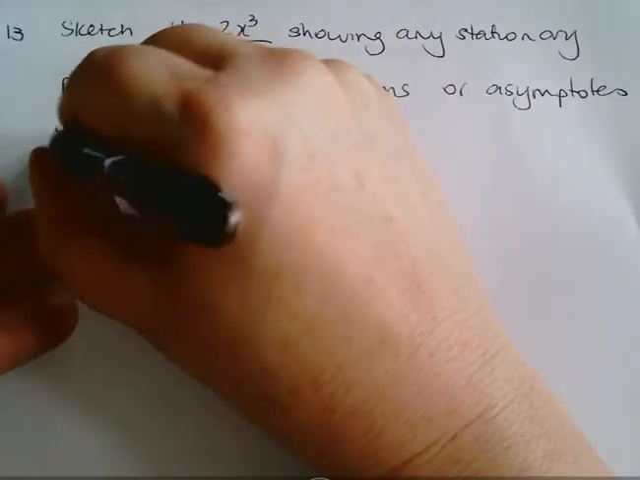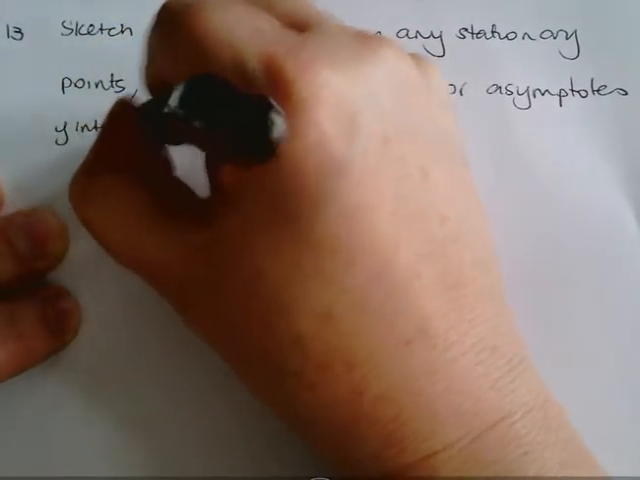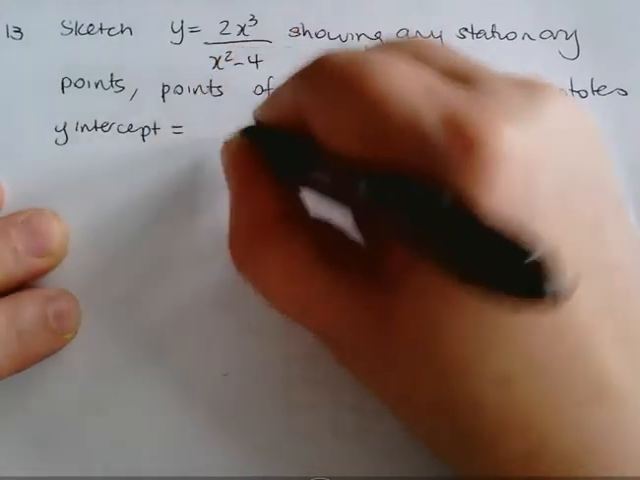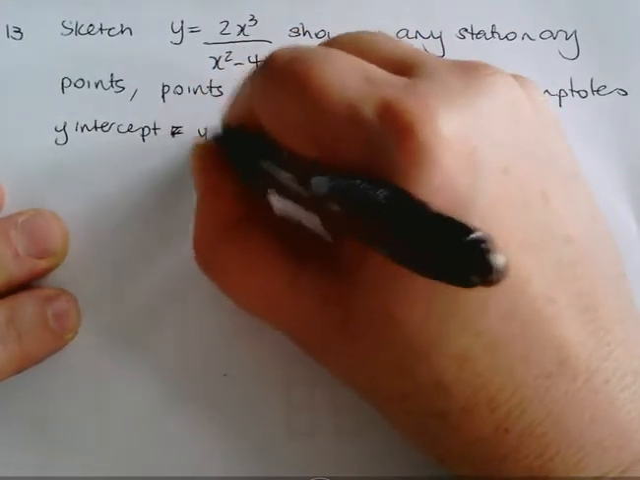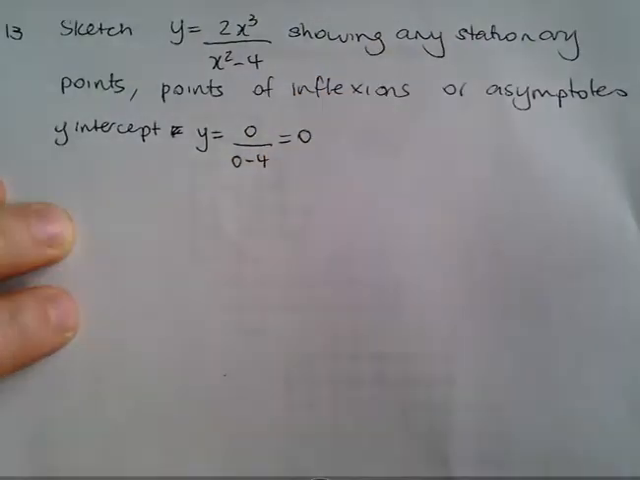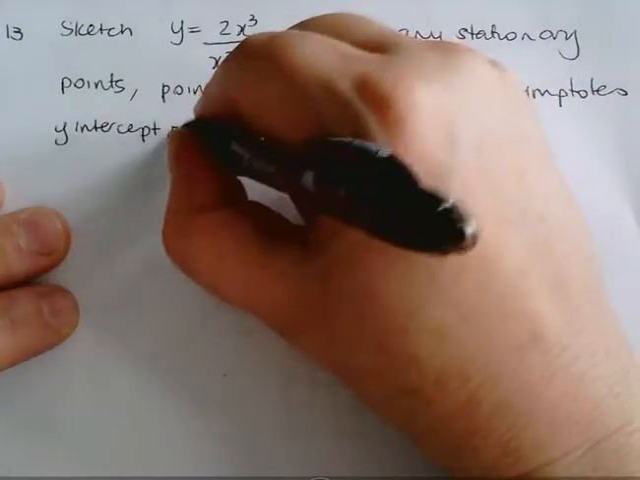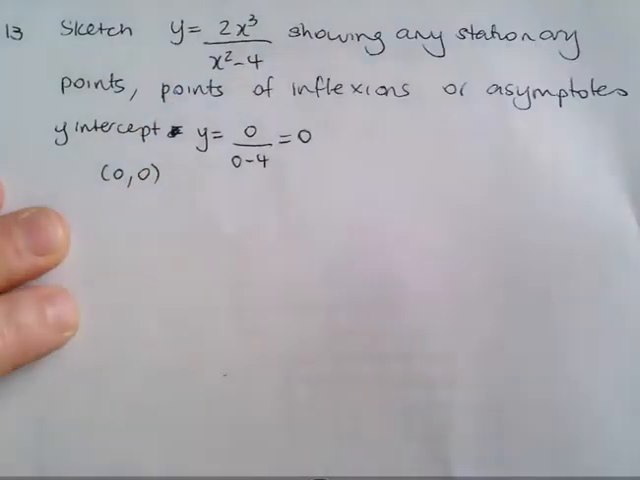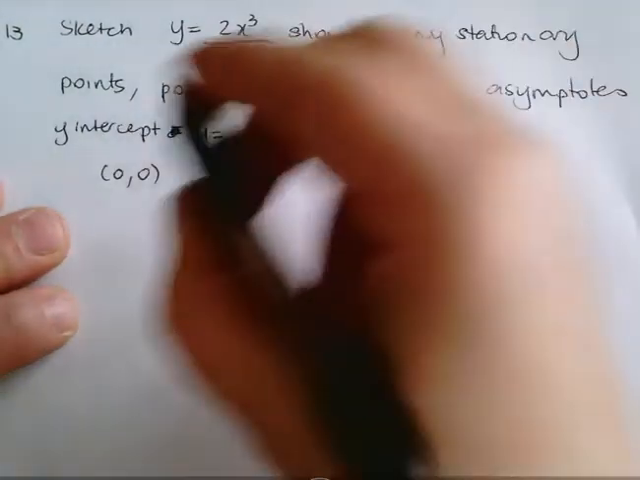Okay, let's start with our y-intercept. You put x is 0. What is the y-intercept? It's y is 0 over 0 minus 4, it's 0. So, in other words, when x is 0, we've got (0, 0) as a point on the curve.